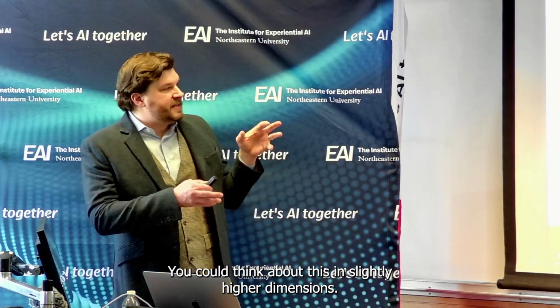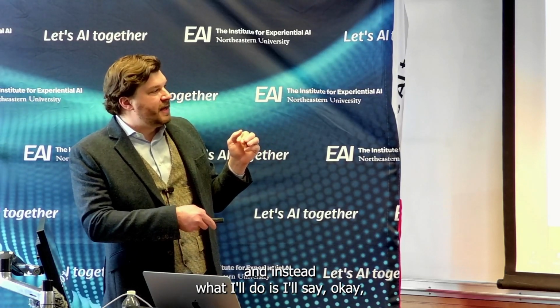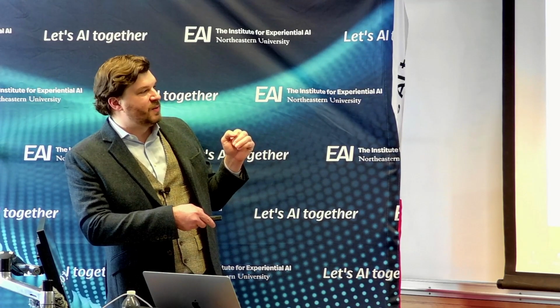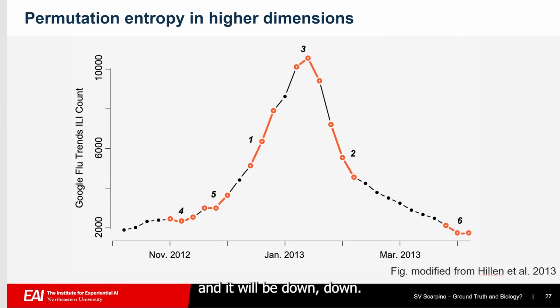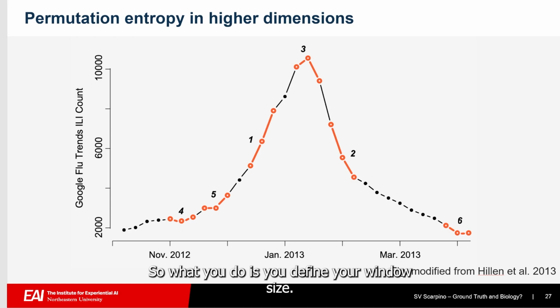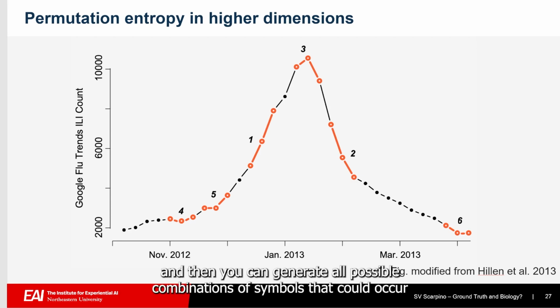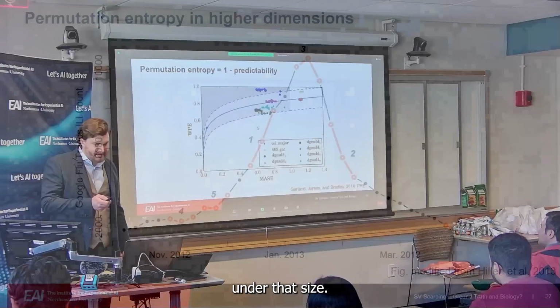You could think about this in slightly higher dimensions. So imagine I have something that looks like an epidemic curve. And instead what I'll do is I'll say, OK, this symbol here will be flat, flat. This will be flat, up. This will be up, up. This will be up, down. This will be down, down. And you can have it be big up, little up, et cetera, et cetera. So what you do is you define your window size. You decide if you care about magnitude or not. And then you can generate all possible combinations of symbols that could occur under that size.